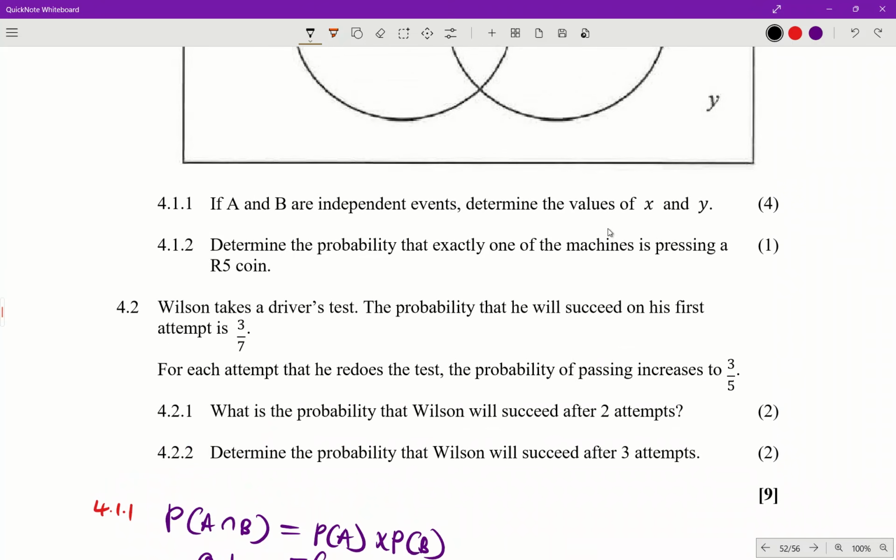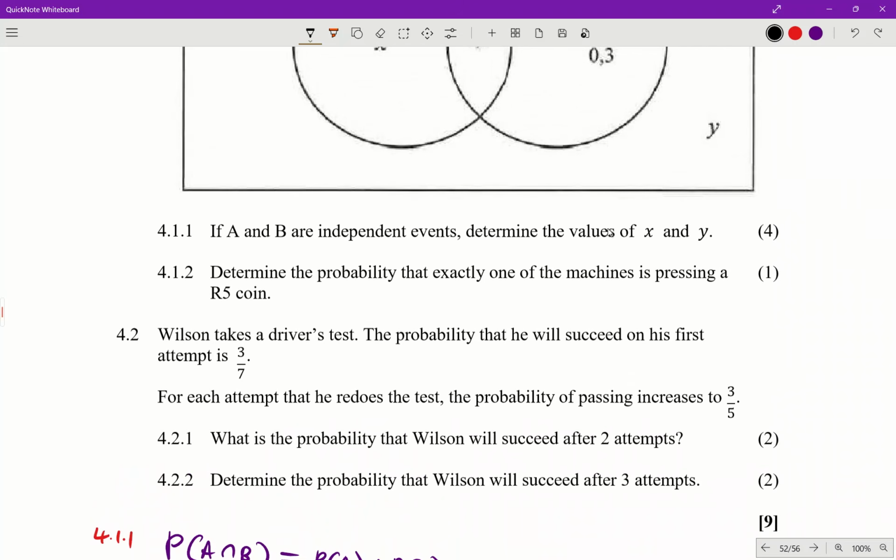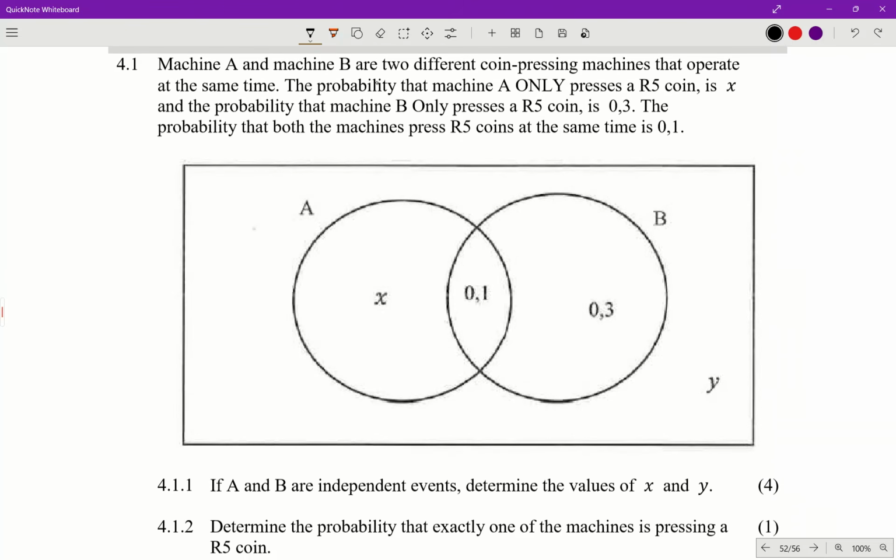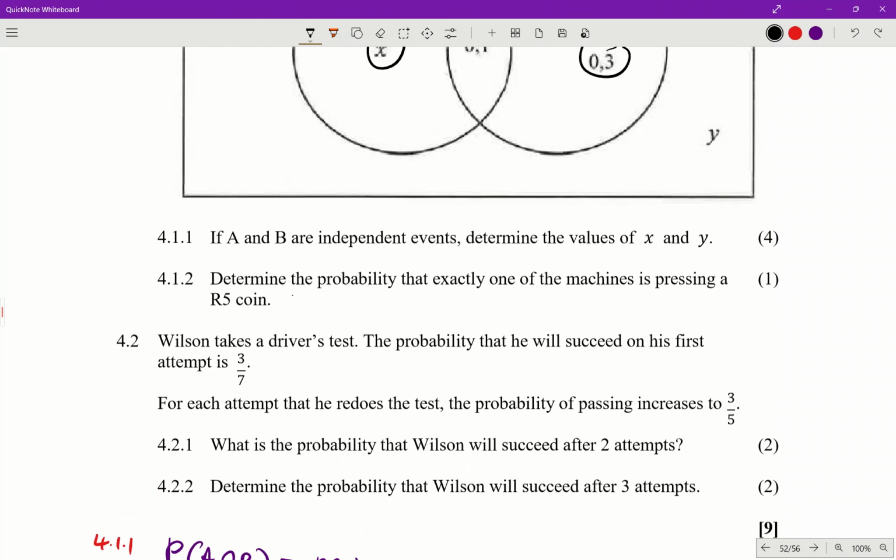So determine the probability that exactly one of the machines is pressing a 5 rand coin. Remember, all of them are pressing 5 rand coin. The probability that machine A only presses a 5 rand coin is simply X. B only presses a 5 rand coin is simply 0.3. So the probability that exactly one machine is pressing one coin, we're just gonna say the probability of A or B, either A or B. So that's gonna be what?